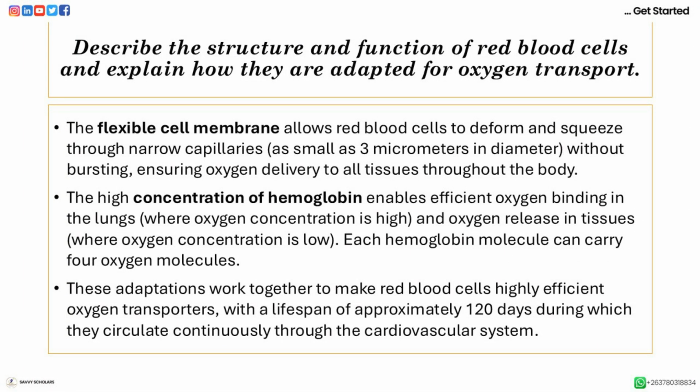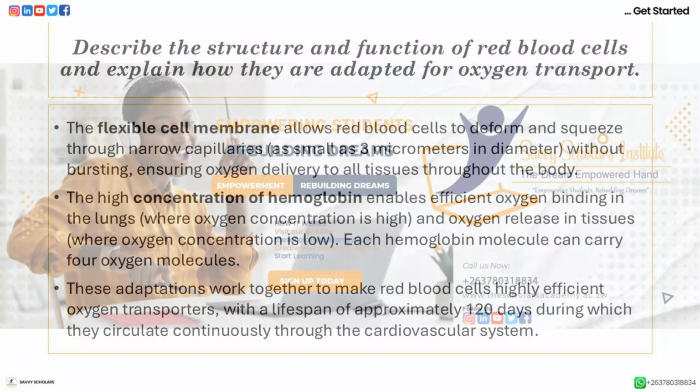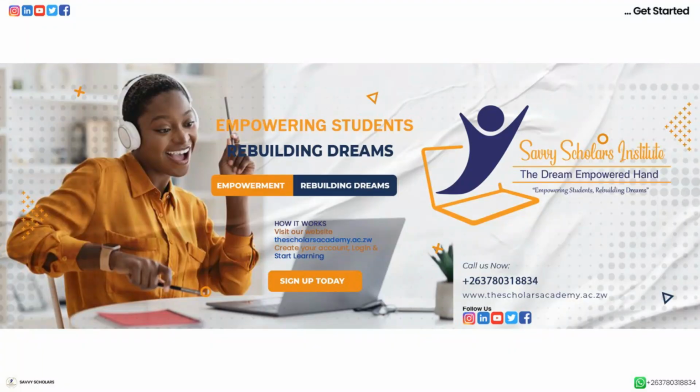These adaptations work together to make the red blood cells highly efficient oxygen transporters with a lifespan of approximately 120 days, during which they circulate continuously throughout the cardiovascular system. So now, after I am done, I then have to look at, have I covered the structure? In this, I have talked about the red blood cells having a distinctive biconcave shape.